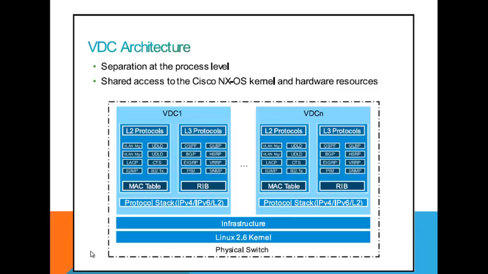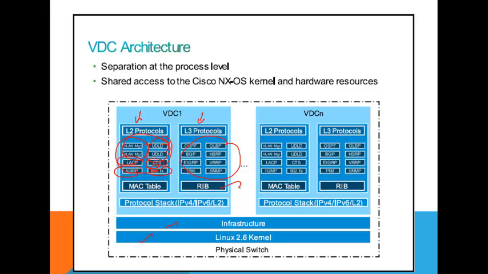Now when we talk about VDC architecture, we have the base kernel, which is common for all VDCs, on top of which VDCs are created. Each VDC has its own layer 2 protocols and layer 3 protocols. These are all layer 2 protocols: trunk protocol, EtherChannel, multicast, CTS, UDLD, which is for loop prevention, VLAN manager. OSPF, BGP, SNMP, VRP, all these are layer 3 protocols.